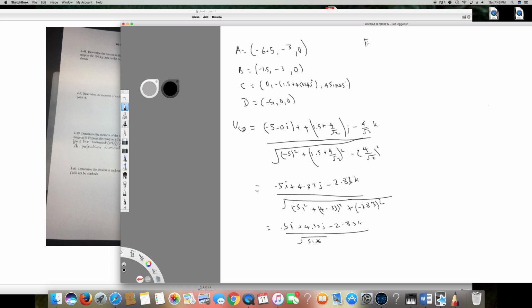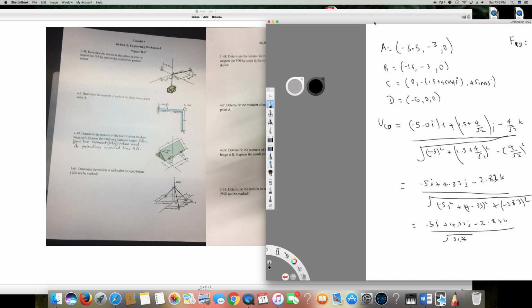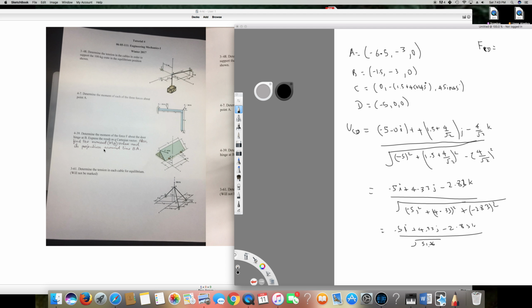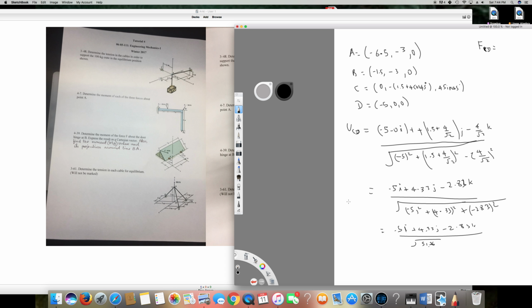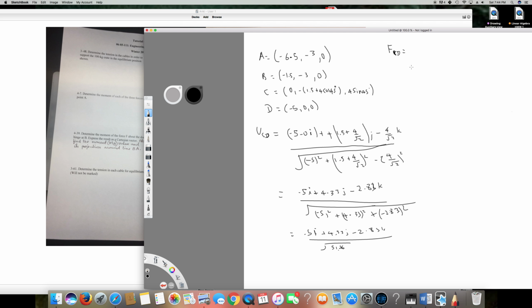So let's calculate the FCD. If I want to calculate the FCD, they have given the force in the picture. It's how many lb? 80 lb. So I have to multiply 80 lb with this UCD. If I multiply, I will get the force. So let's do that. 80 times.